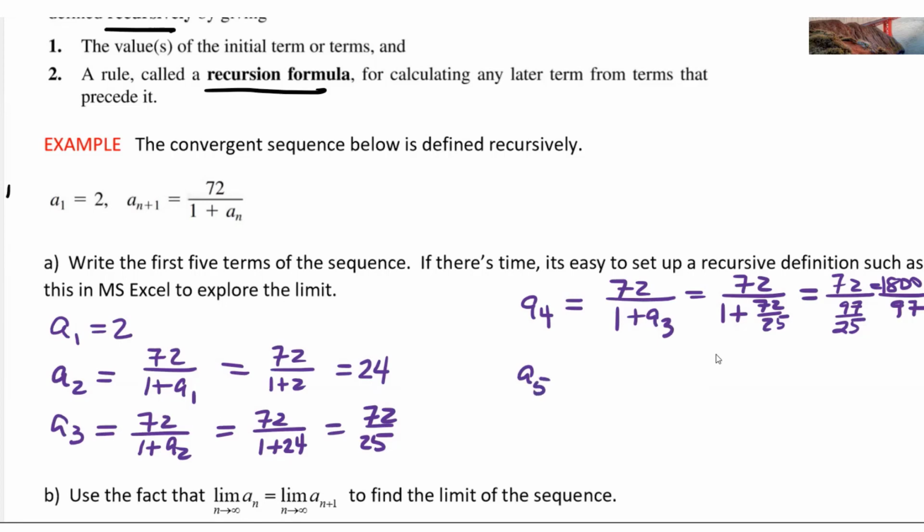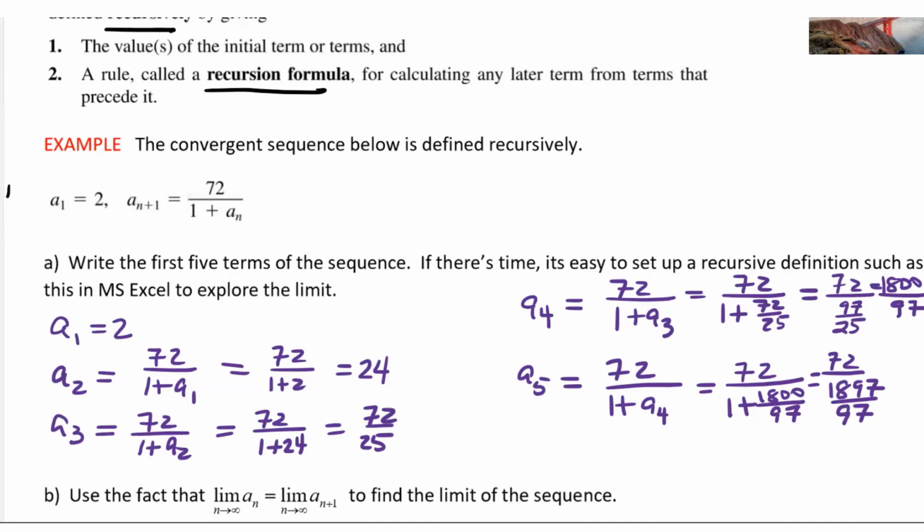And then the 5th one is going to be 72 divided by 1 plus a sub 4, which is 72 over 1 plus 1800 over 97. Are you guys checking for me? Okay, so that's 72 over 1897 over 97, which is 72 times 97 over 1897, or 6984 over 1897, and so on.